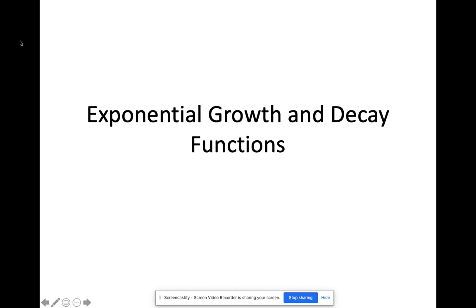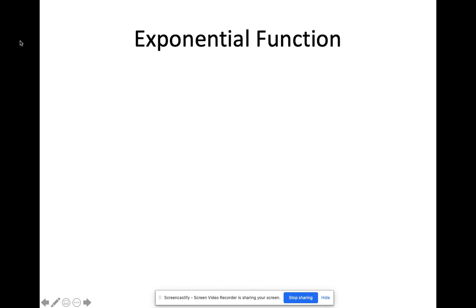We are on a new chapter. We're going to start with the very first one, which is about exponential growth and decay functions. Let's define what an exponential function is.